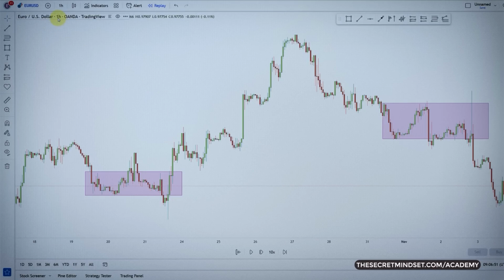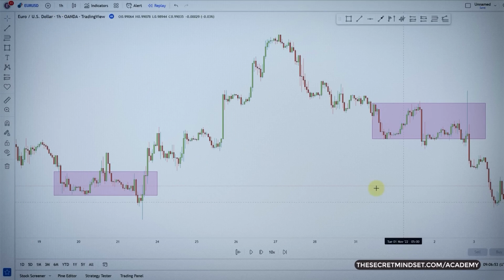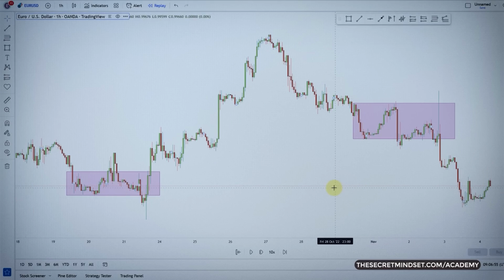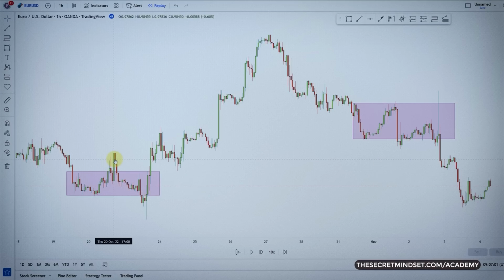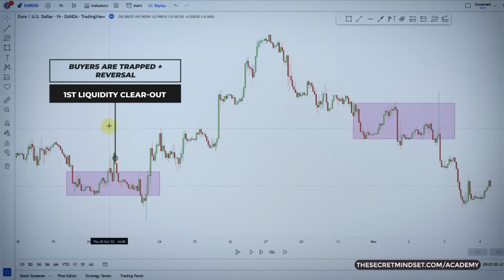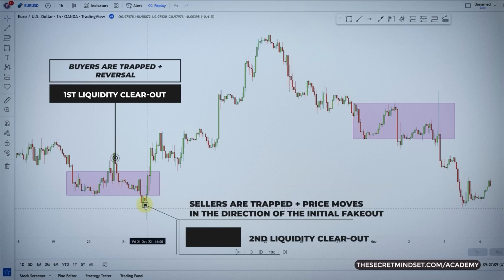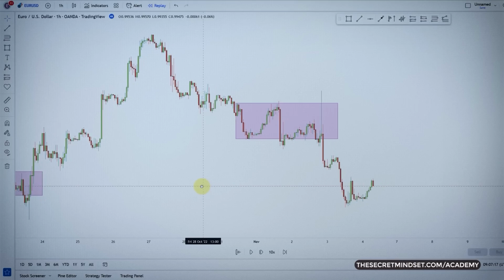Let's look at this Euro-USD chart on the hourly time frame. At a quick glance, I see not one, but two obvious setups. The first one is here. Liquidity clearout. Reversal. Buyers are trapped. Liquidity clearout. Sellers are trapped. And price continues in the initial direction.